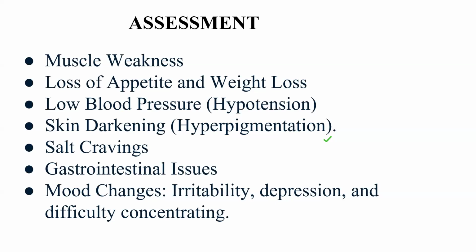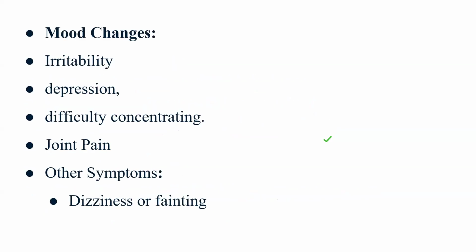The patient will come down with loss of appetite and weight loss. When patients have low blood pressure, there will be darkening of the skin. That is hyperpigmentation for Addison disease, please. There's always salt craving. Patients with Addison disease are always craving salt. They love anything salty. So there are always gastrointestinal issues too.